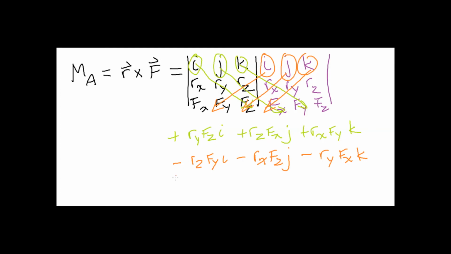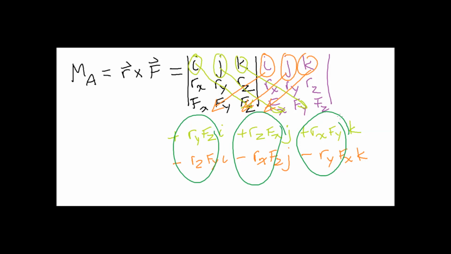Now what we do with these is we combine all of the components. Because as you should know, I components can only come together with other I components. J components can only come together with other J components. And K components can only be added together with other K components. And what you end up with is something that looks like this. Ry Fz minus Rz Fy, and that's the I component.